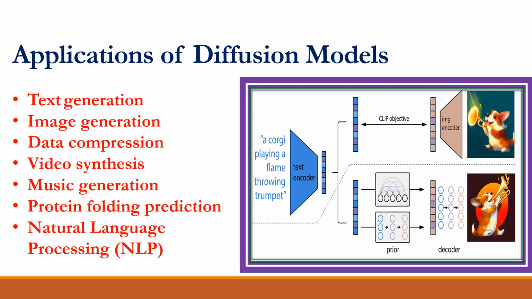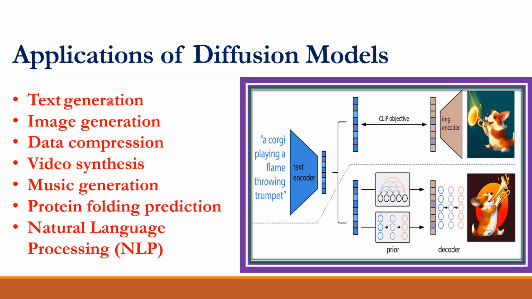Now what are the applications of diffusion models? So diffusion models have a wide range of applications, including text generation, video generation, text compression and more. So first can be text generation. So these diffusion models can be used to generate coherent and realistic text. For example, a model trained on a large corpus of books could generate news stories or articles.